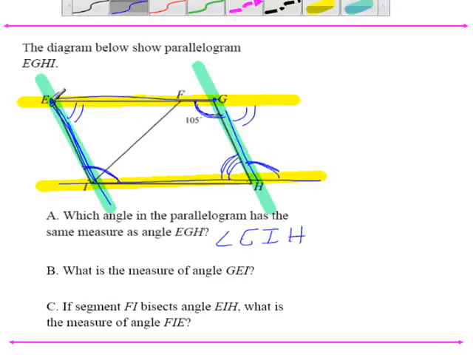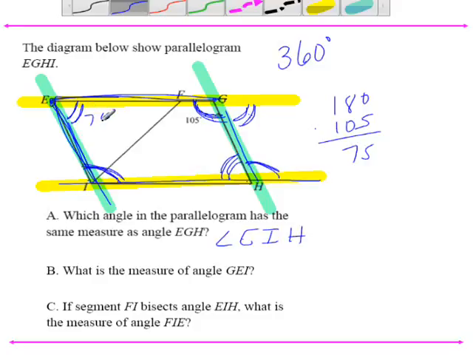Question B says, what is the measure of angle GEI? So GEI. Well, I know, there's a couple things. I know that these two have to be the same. I know there's 360 degrees in a parallelogram, any kind of quadrilateral. So I could add those up, subtract them from 360, and divide up the leftovers, and that would be these two angles because they have to be the same. Or I can figure out that since this angle is the same as this angle, and these two are supplementary, all I need to do is 180 minus 105 is 75. So this angle here must be 75.